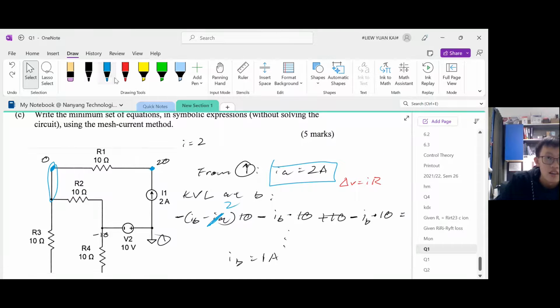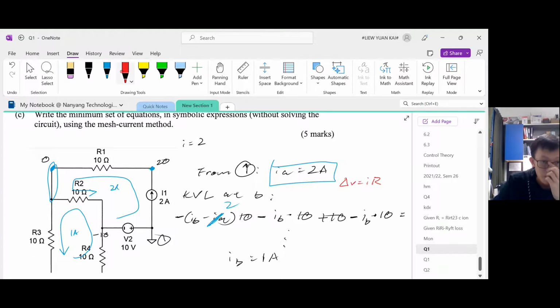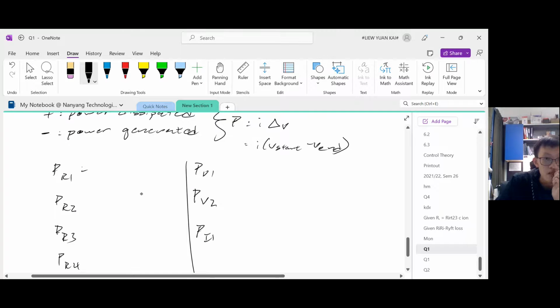So let us look at R1. The mesh currents are this 2 amperes and this 1 ampere. Who is the current going through R1? It's just this 2 amperes, right? The 2 amperes is passing through R1. So current through R1 is 2 amperes. And what is the V start minus V end of R1? Since the current is flowing in this direction, V start minus V end is 20 minus 0.